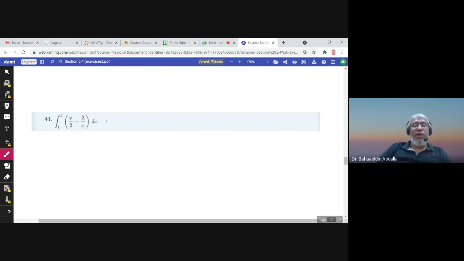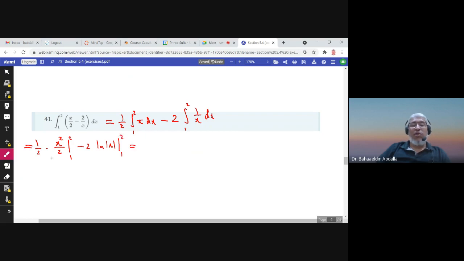Here I will write it as half times integral from 1 to 2 of x dx. So it's x over 2. I can take 1 over 2 out like this, minus. Here the 2 is in the numerator. I will take it out and leave 1 over x inside the integral. So now also this is from 1 to 2. This is half integral of x, which is x to the power 2 over 2 from 1 to 2, minus 2 times integral of 1 over x, which would be ln absolute value of x from 1 to 2.